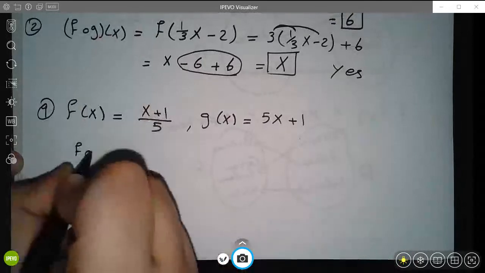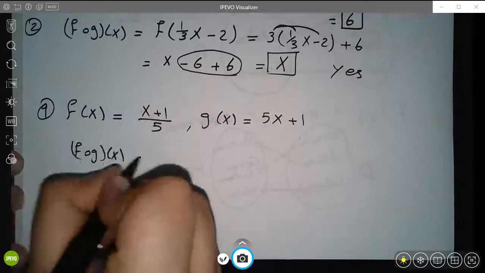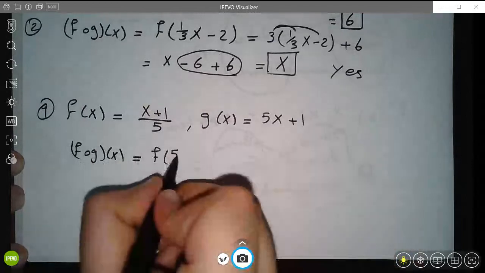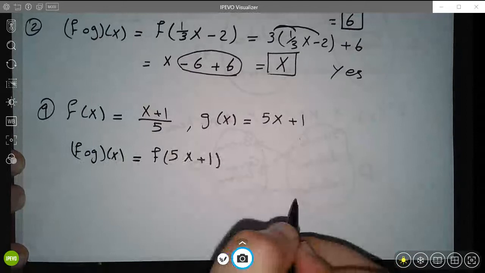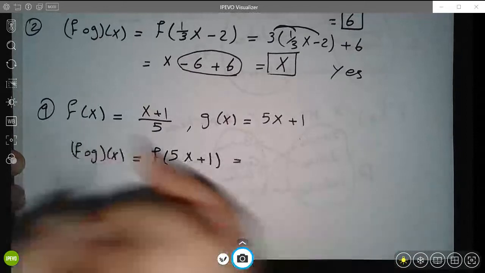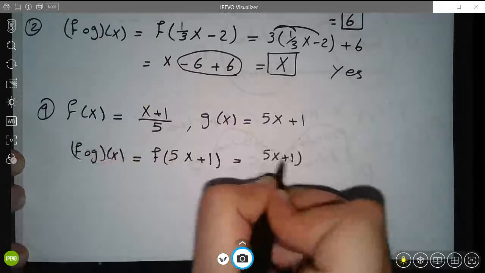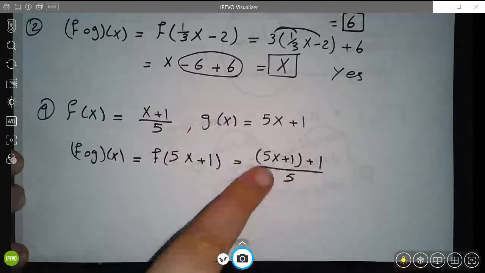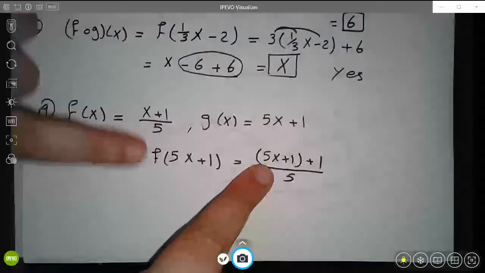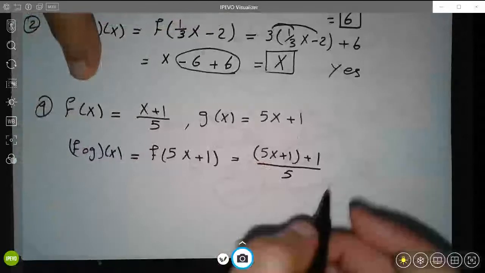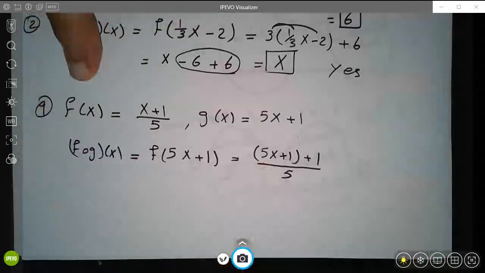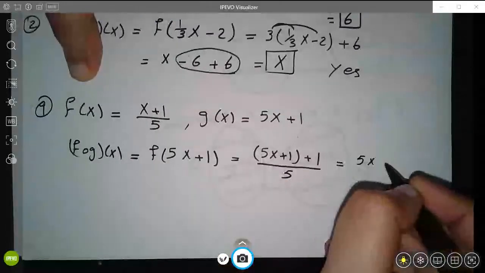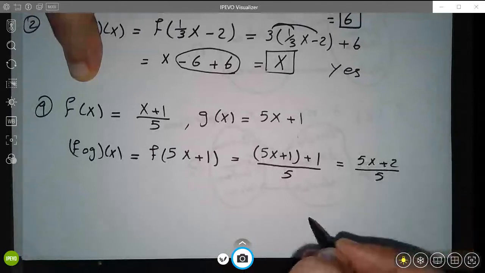We have f of g of x. Now, g of x is 5x plus 1. It goes inside. I'm plugging that in here. So you have 5x plus 1 instead of the x on top, plus 1, the whole thing over 5. I replace the x with 5x plus 1. Nothing is multiplied here, we just have an addition, so I can just remove the parentheses. We have 5x plus 2 over 5.